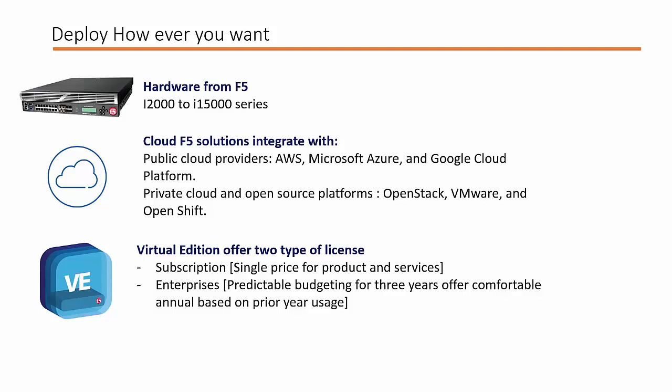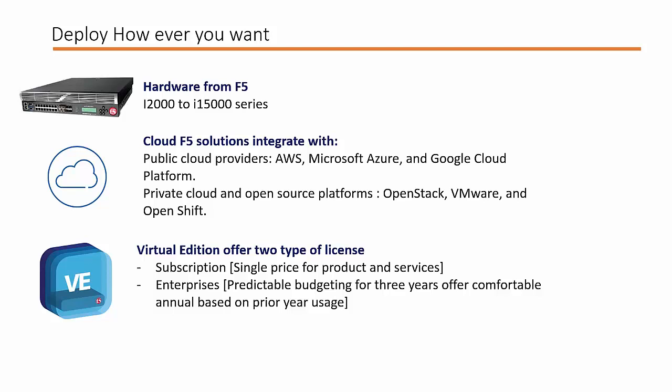Next is Virtual Edition. We're going to play with this in the entire tutorial. Virtual Edition lets you have a budgetary plan with two types of licensing options. Virtual Edition subscription is purchased as a single product including service, or the enterprise license offers a comfortable annual price calculated based on a predictable budget by considering previous year usage.